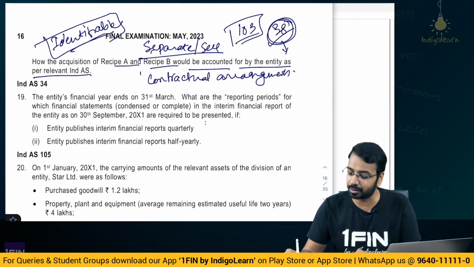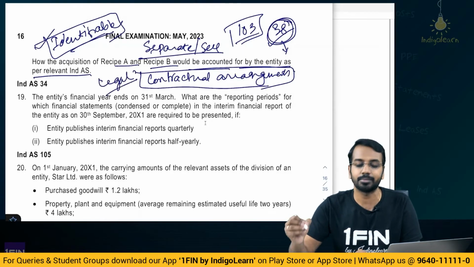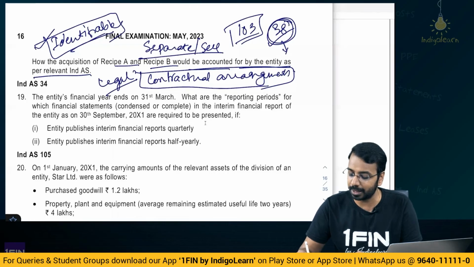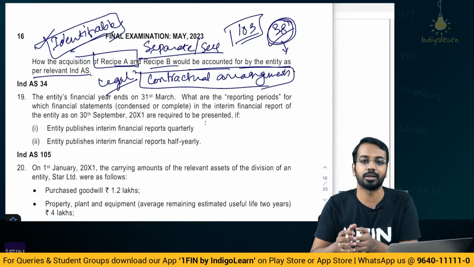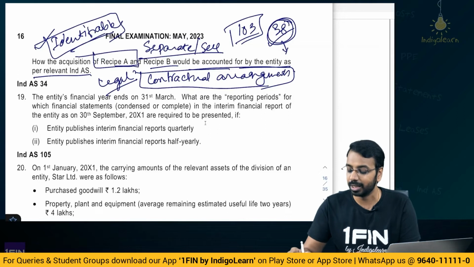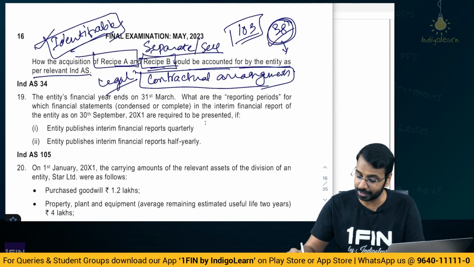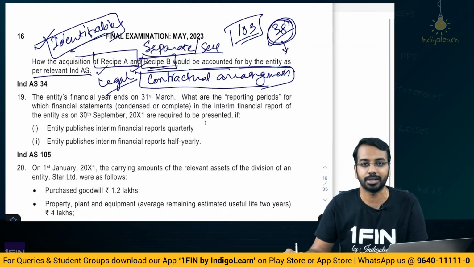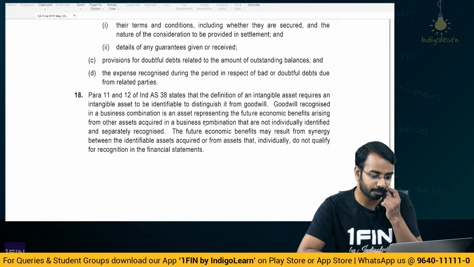And otherwise, if it is arising out of a contractual arrangement or a legal arrangement, then it becomes identifiable, right? So, recipe A anyways is patented, so because it is protected under a legal right, you can easily sell off the patent, and hence it is identifiable. Recipe B is not protected, but still it is identifiable if it arises from a contractual right. Okay, so in that case, both these meet the criteria of identifiability, and hence you will account for them as intangible assets for acquisition date accounting. So let's have a look at the answer for this.